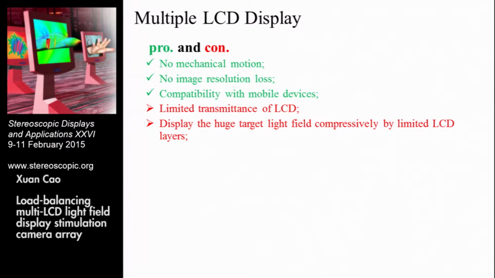Well, there are two main disadvantages. The transmittance of an LCD panel is very low, so more LCD layers will result in lower display brightness. And another challenging problem is how to decompose the huge target light field into limited LCD layers. In other words, we need to display the light field compressively.